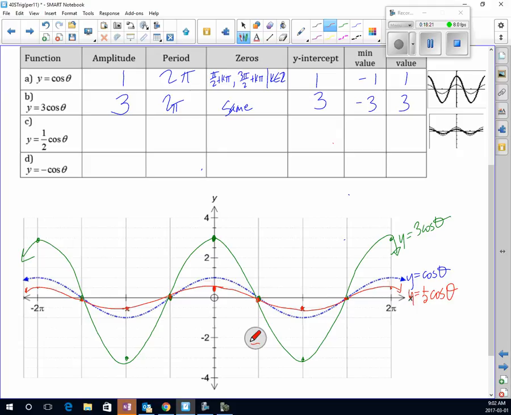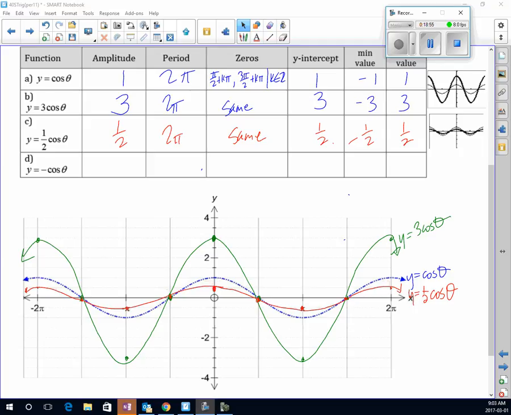What happened to my amplitude here? It's half, right? Again, look at the distance from the axis to the top. That's 1/2. My period didn't change. Again, that should make sense. It's a vertical stretch. My zeros are the same. My y-intercept is now half the amount, right? My min is half the amount, and my max is half the amount. So what do you think is going to happen if I stick a negative there? Does everybody know with the graphing calculator that you have to use negative and not subtract? Okay, so 1 becomes -1.